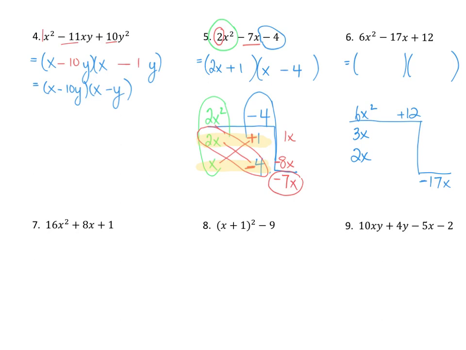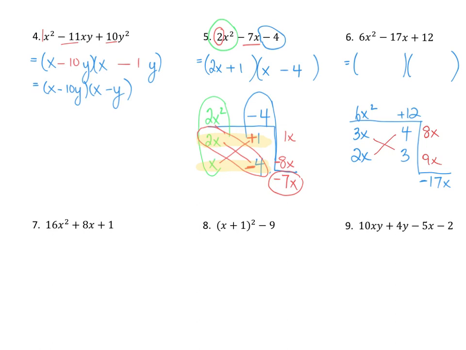And then 12, we have a few options, right? We have a 4 and a 3, we have a 6 and a 2, or we have a 12 and a 1. So I'm going to go forward and try my 4 and 3 first. If I put my 4 and my 3 like that, then I can see that I would have 9x and 8x. Ooh, that's good.